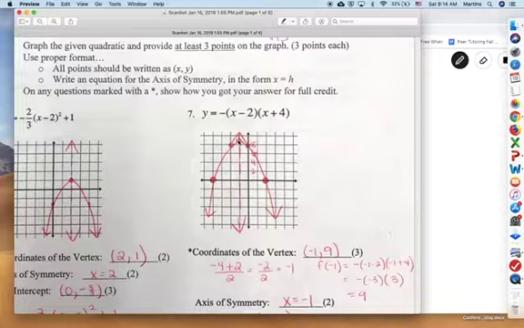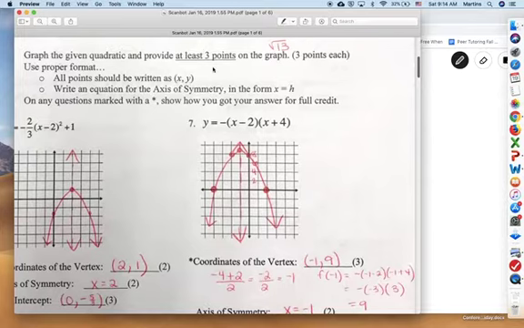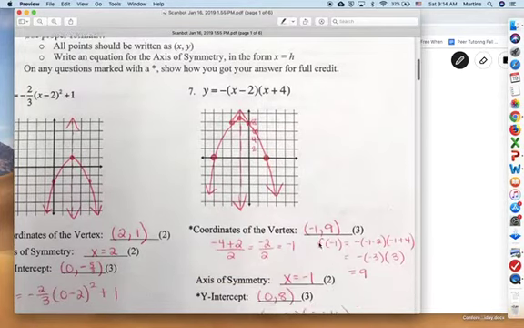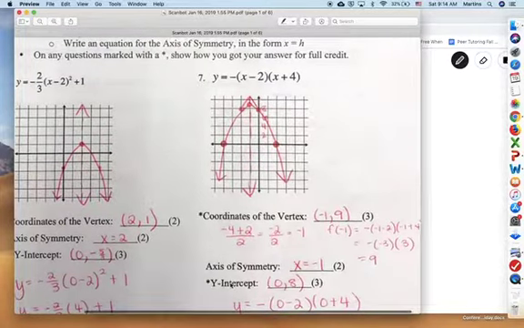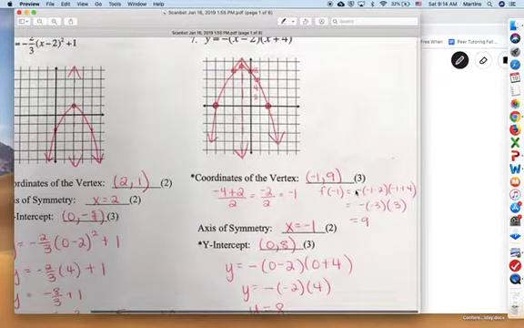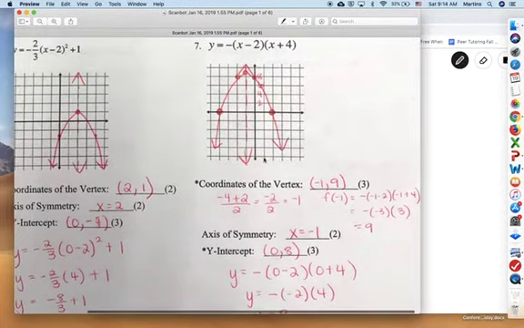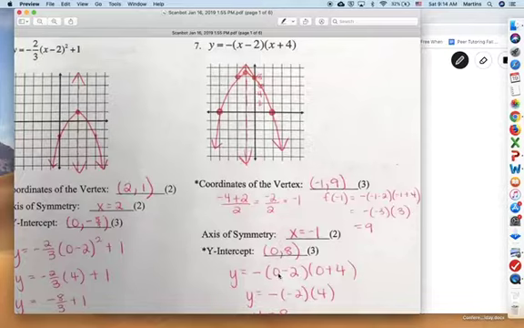At that point, I actually have enough information, because I only need 3 points. My axis of symmetry is always the x-coordinate of my vertex, so negative 1 should match negative 1 up here. To find the y-intercept, the y-intercept is formed when x is 0, so what's y? I did the same thing that I did over here, except instead of plugging in negative 1, I just plugged in 0. So I have negative (0 minus 2) times (0 plus 4), again identical to my original function, just plugging in 0 wherever I see x.